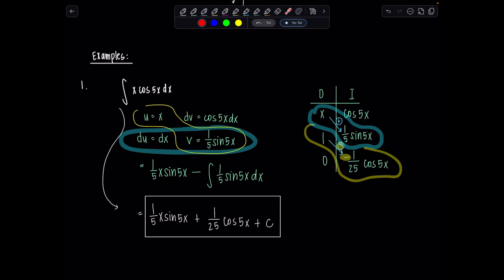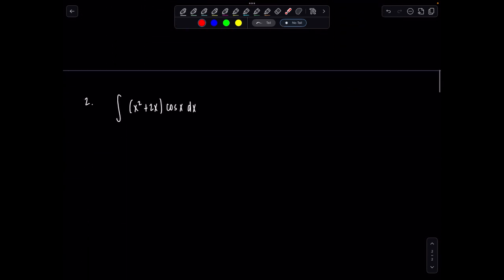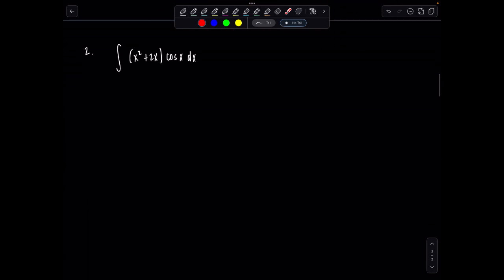Okay? Now, when I see that it's only going to take one round of by parts like this, I don't always jump to the tabular method. But if you love it, go for it, okay? Why not? Who's to stop you? Hopefully not your professor. Okay, let's move on to another example where it's especially satisfying.